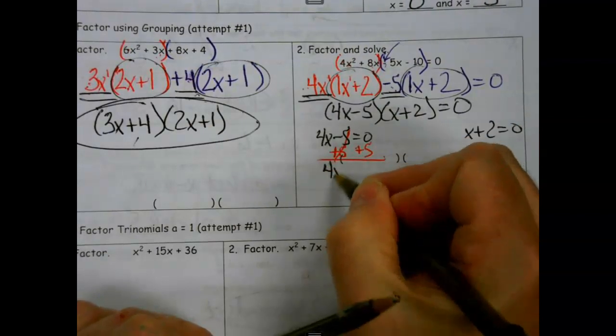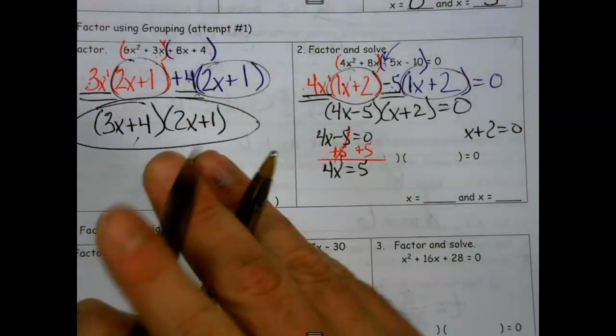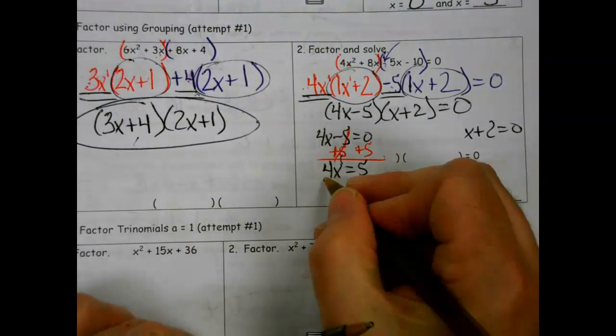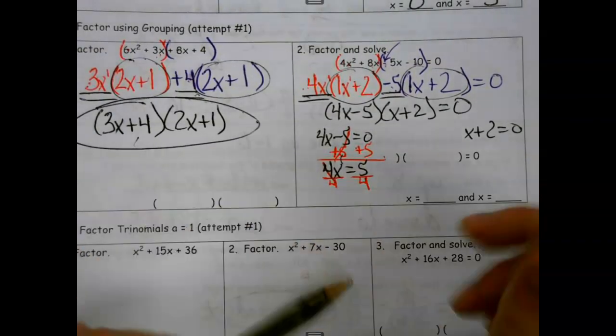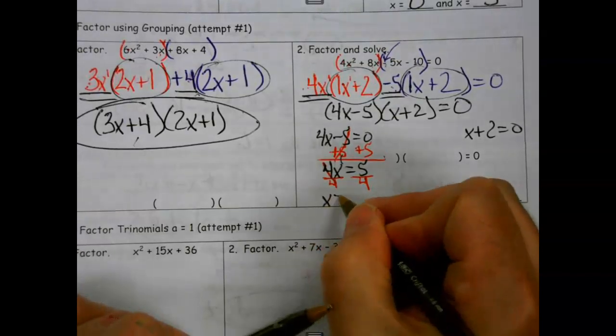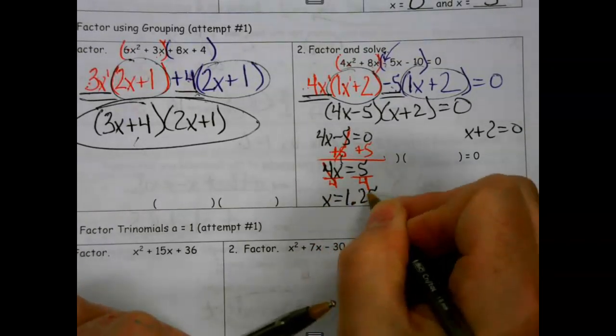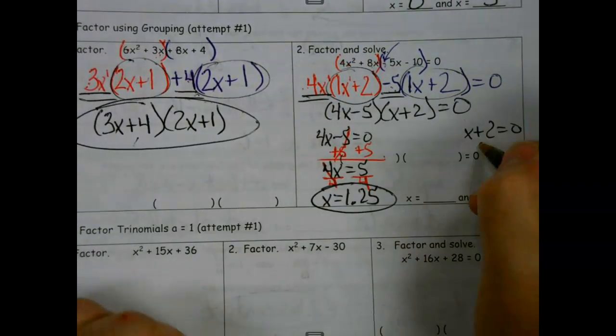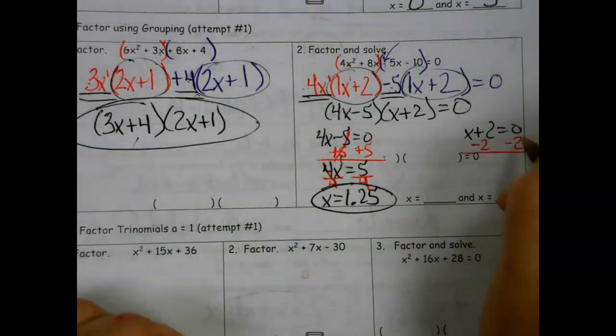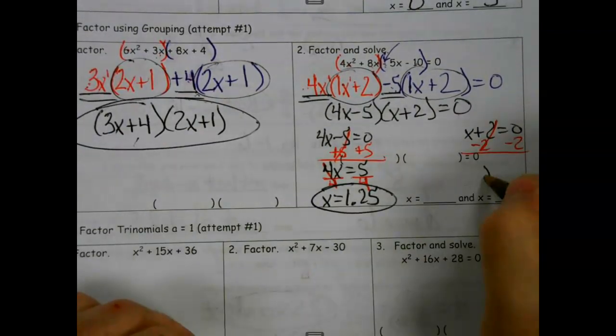And yes, you can get decimals. Do not be concerned if you get a decimal. That was the long one. We got the short one now, which is always nice.